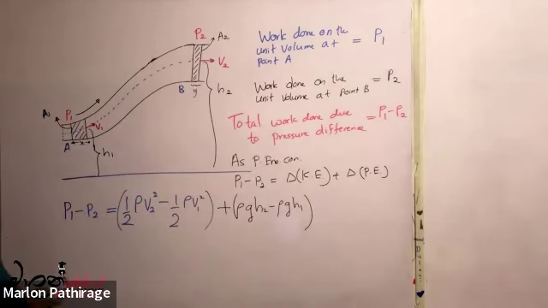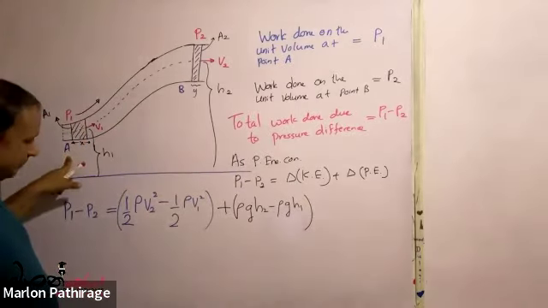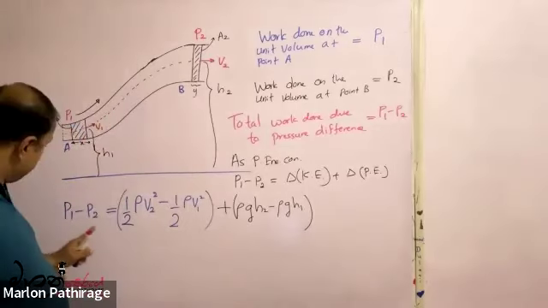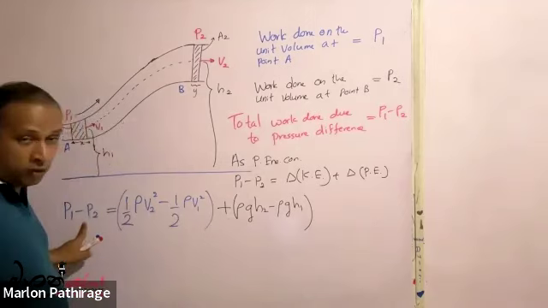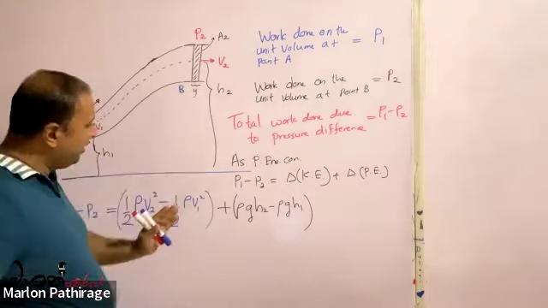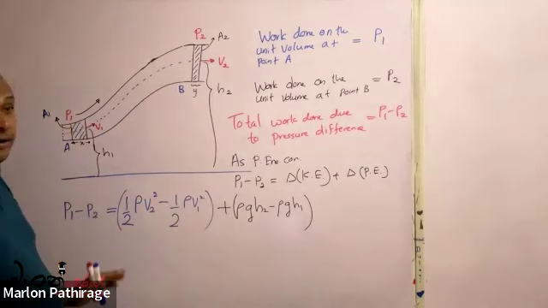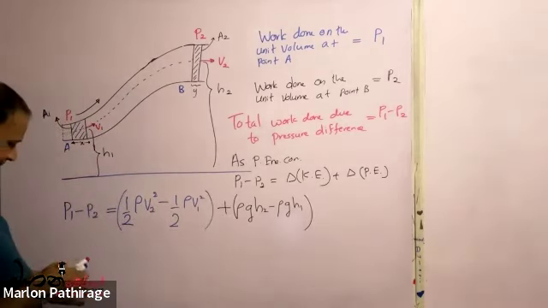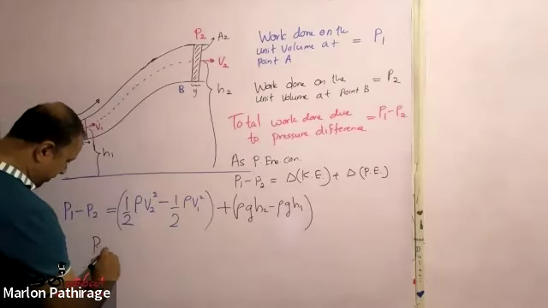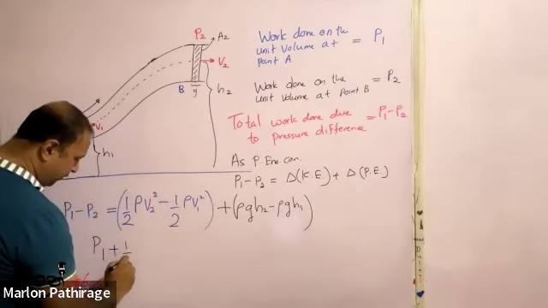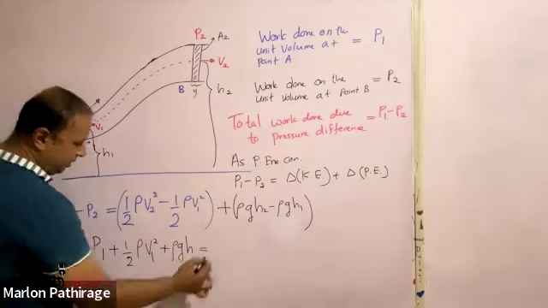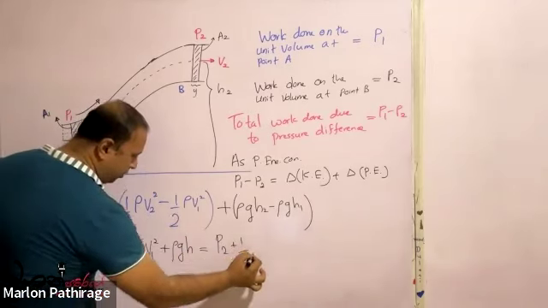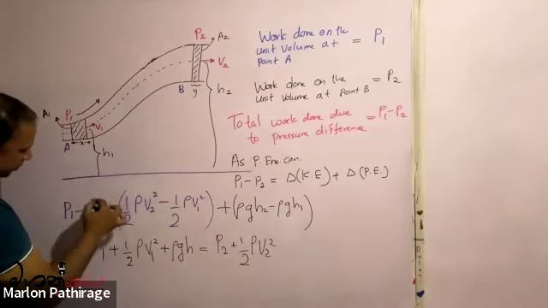Now, there are some physical quantities which correspond to point A: V1, H1 and P1 correspond to point A, and V2, H2, P2 correspond to point B. So if I take the factors corresponding to point A to this side, then I can write P1 plus half rho V1 square plus rho G H1 is equal to P2 plus half rho V2 square. I can take P2 here, okay?